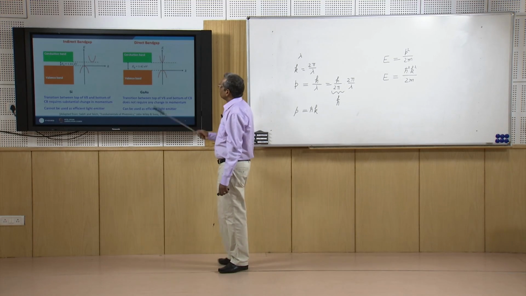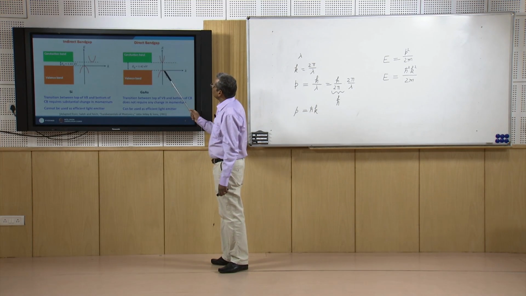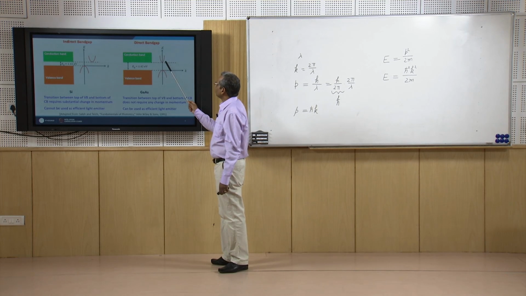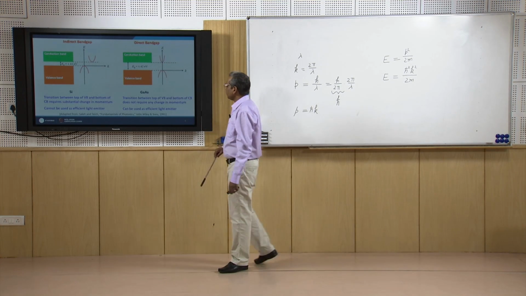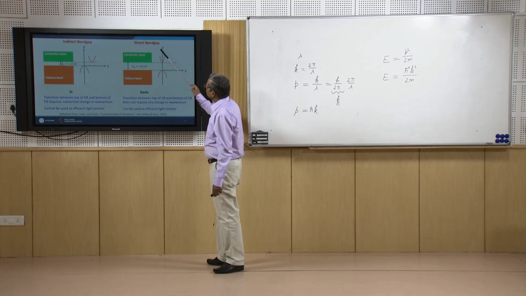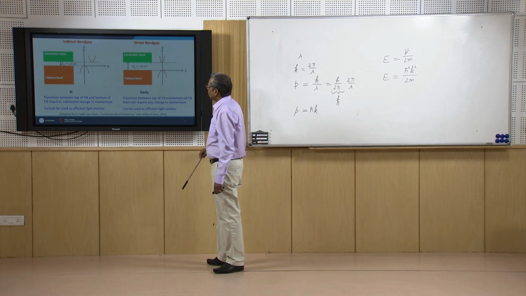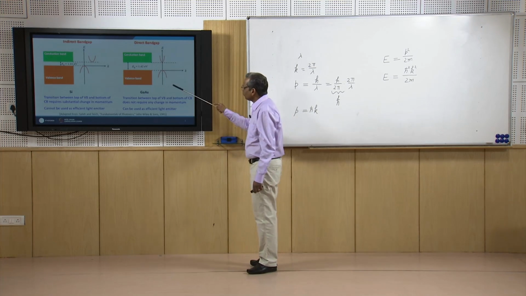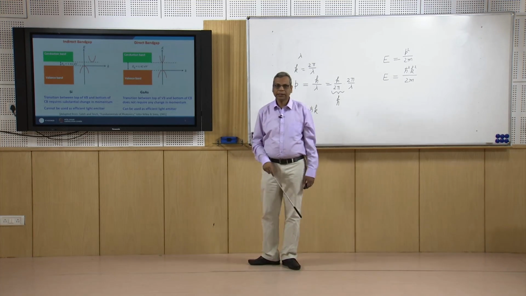However, the semiconductor materials whose top of valence band and bottom of conduction band have the same value of k, then the transition between them is direct. This transition does not involve any change in momentum or involvement of phonon. Then these kind of materials are known as direct band gap semiconductors. An example of this is gallium arsenide, whose band gap is 1.42 electron volt, and these kind of materials can be used as efficient light emitters.